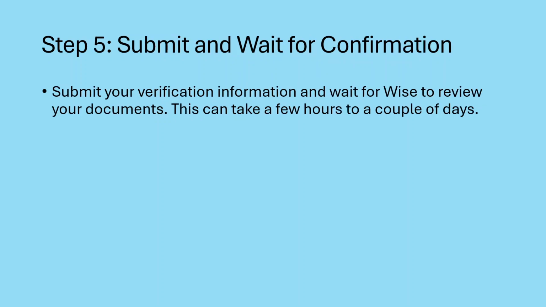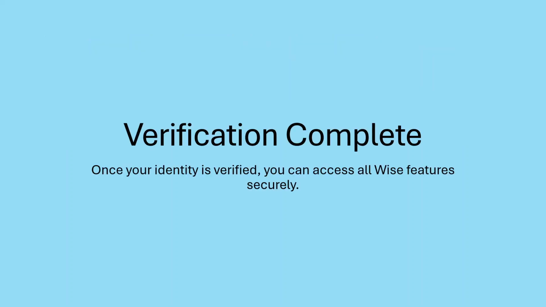Step 5. Submit and wait for confirmation. Submit your verification information and wait for Wise to review your documents. This can take a few hours to a couple of days. And that's how you verify your identity on Wise.